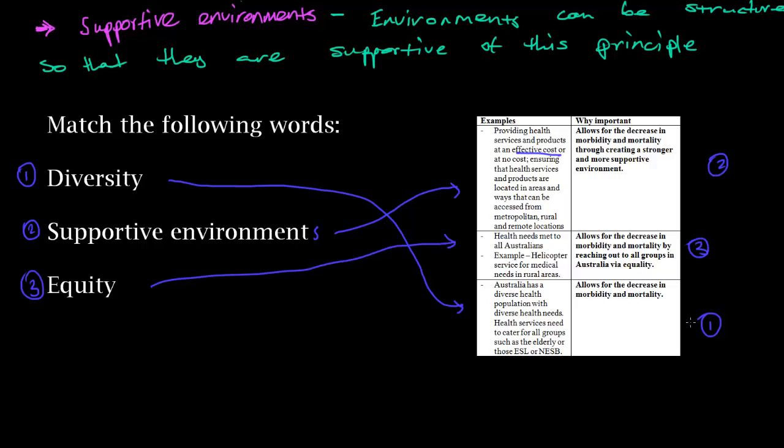Okay, so perfect. If you got those right, great. So let's have a look at why they're actually important. Mainly, the idea of supportive environments is important because it allows for the decrease in morbidity and mortality through creating stronger and more supportive environments. And then the next thing, which is equity, allows for the decrease in morbidity and mortality by reaching out to all groups in Australia via equality.